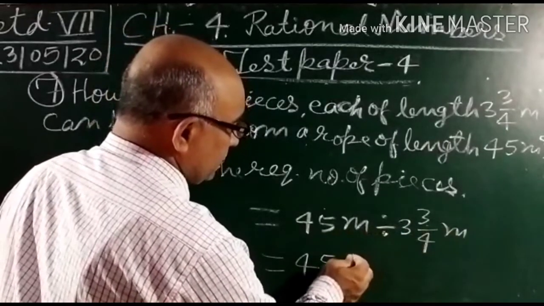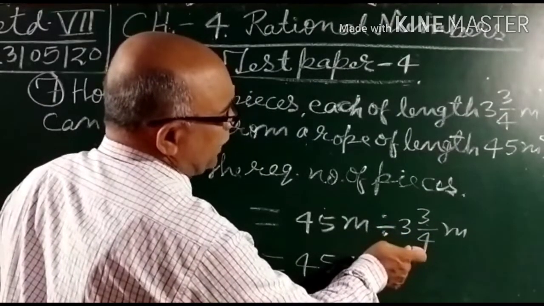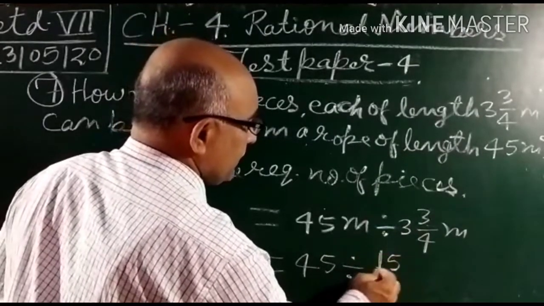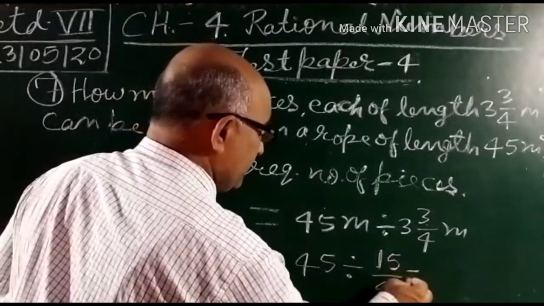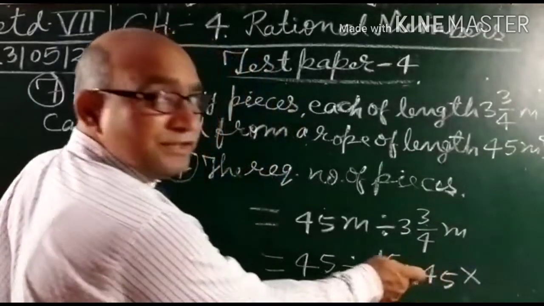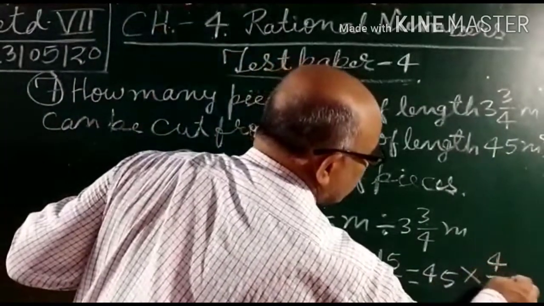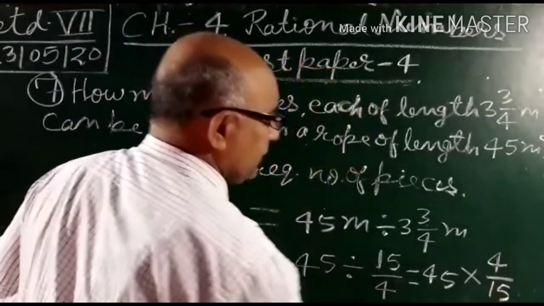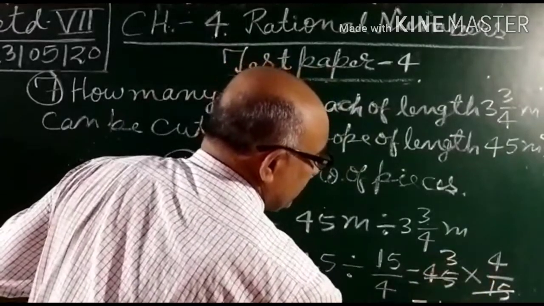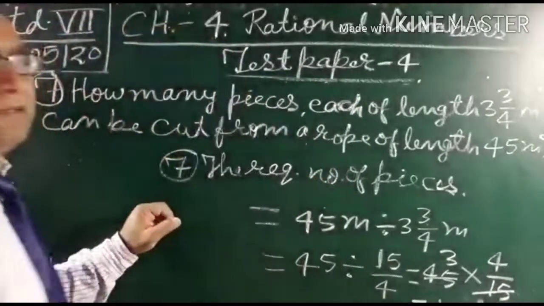Meter and meter cancel. So 45 divided by 3 whole 3 by 4. 4 times 3 is 12, 12 plus 3 is 15 by 4. Equal to 45, the sign of divide changes into multiply, so 15 by 4 changes into 4 by 15. 15 times 3 is 45, equal to 3 times 4, 12 pieces. Answer, write it.